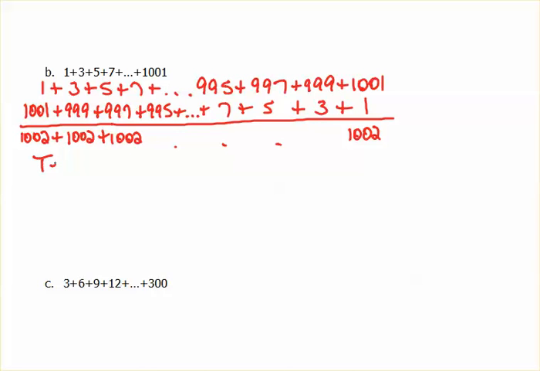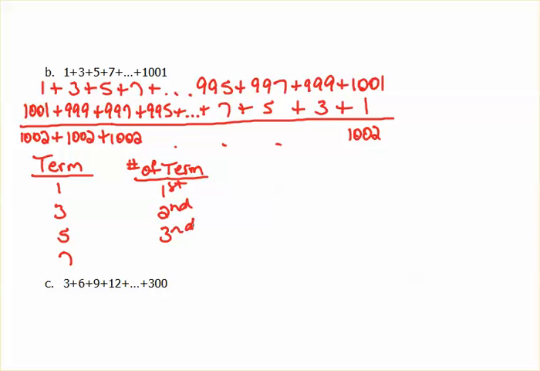Let me write just the first few terms down here. Our first few terms are 1, 3, 5, and 7. Now, over here I'm going to write down the number of the term, meaning that 1 is our first term, 3 is our second term, 5 is our third term, 7 is our fourth term. Now let's see if we can figure out a pattern, because the number of the term we usually call n. I don't know if you remember that from college algebra, but we call that n.